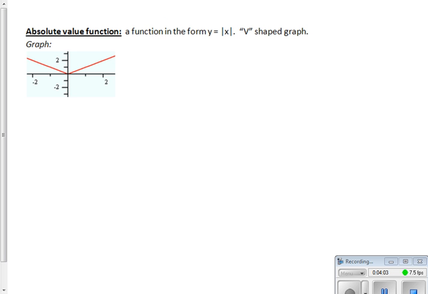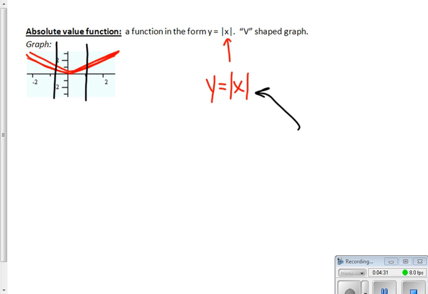Our next function is the absolute value function. When you see x is in the absolute value, you get a V-shaped graph. Now that graph can V-shape up, it can V-shape down. But the big thing is it's a function again because it'll pass that vertical line test. Again, that's when x is in the absolute value.